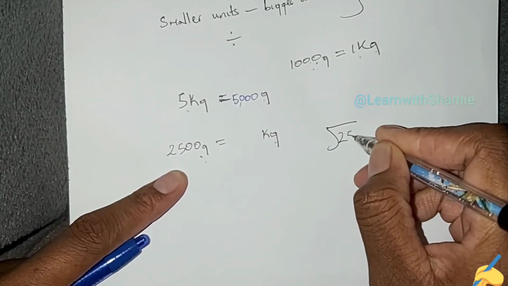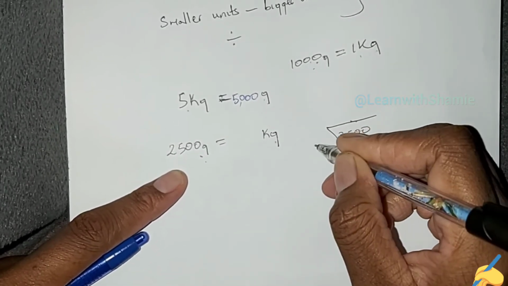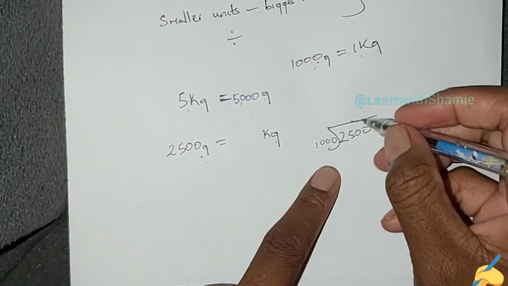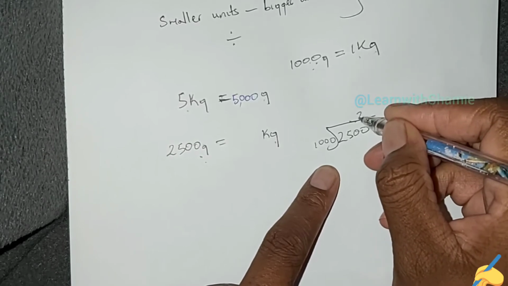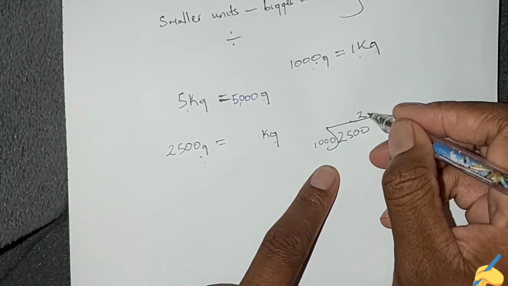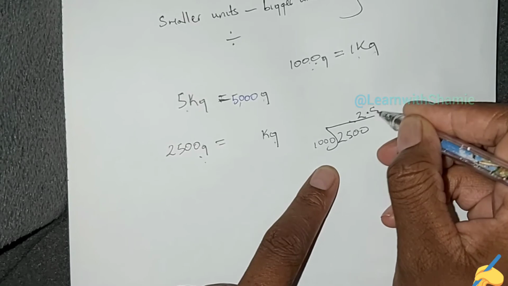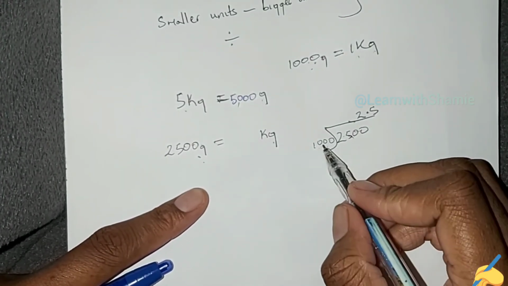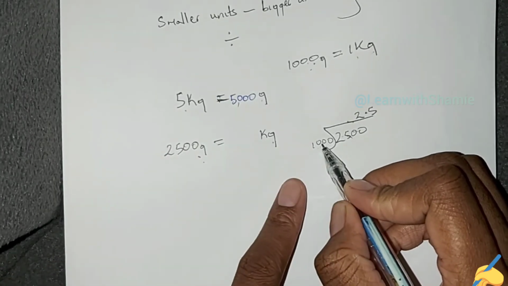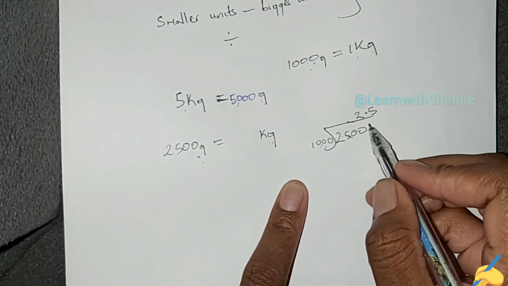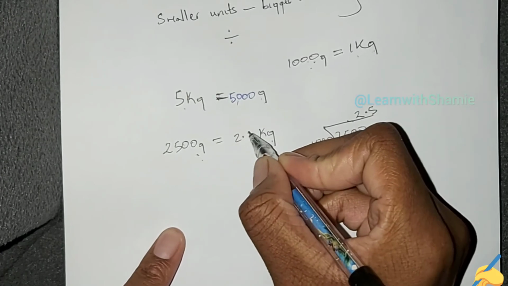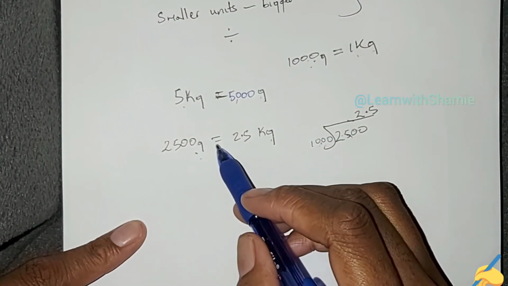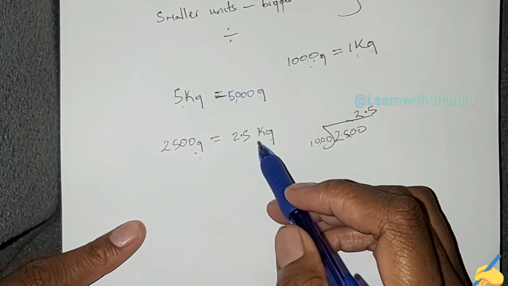So 2500 divided by 1000, it gives us 2 times, so it's a 2.5. So it gives us 2 times remainder 500, and the 500 is a half of 1000, so it would be 0.5. So it's 2.5 kg. So 2500 grams is equal to 2.5 kg.